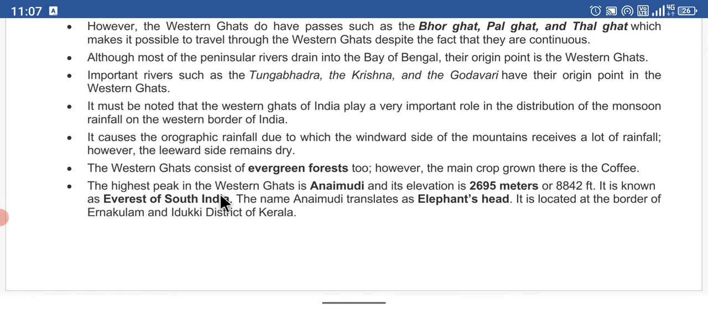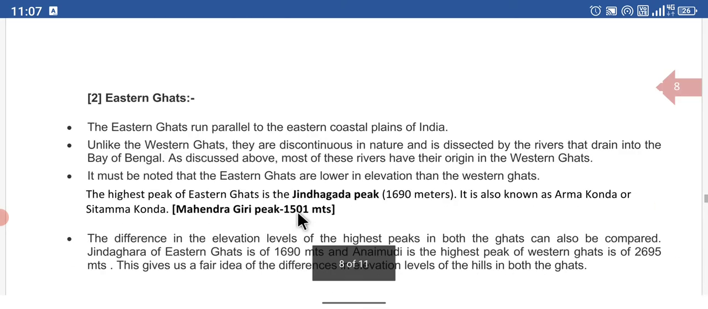The highest peak in the Western Ghat is Anamudi and its elevation is 2695 meters, or we can say 8842 feet. It is also known as Everest of South India. Important point. Which peak is also known as Everest of South India? Anamudi Hills is also known as Everest of South India. And the term Anamudi means elephant's head. It is located at the border of Ernakulam and the Idukki district of Kerala.